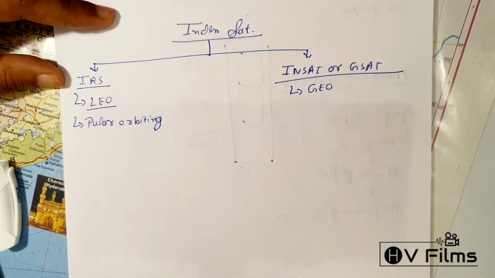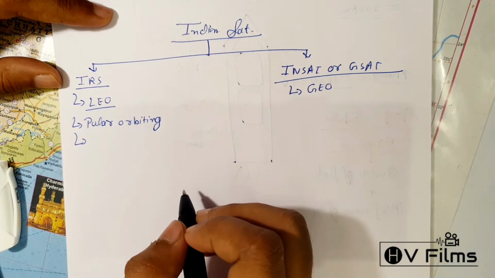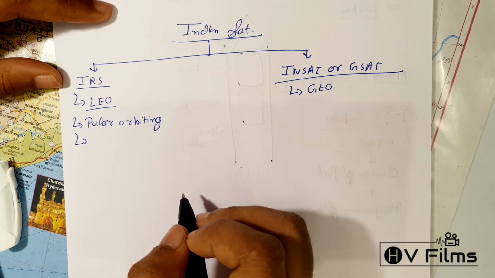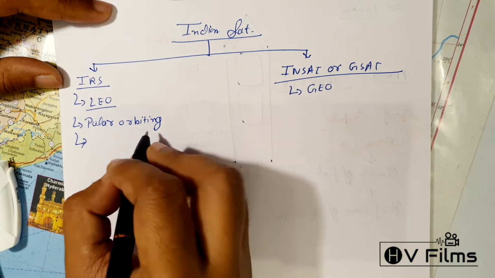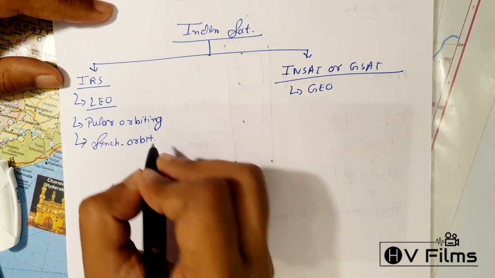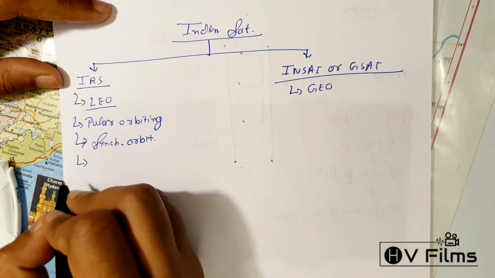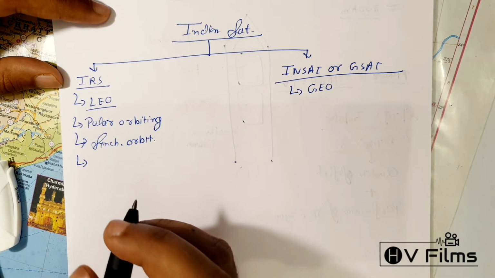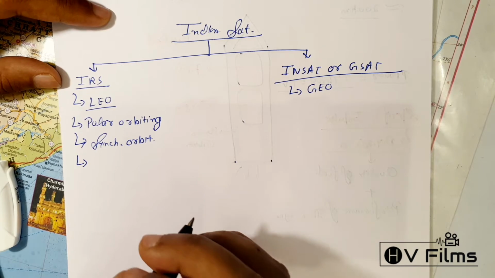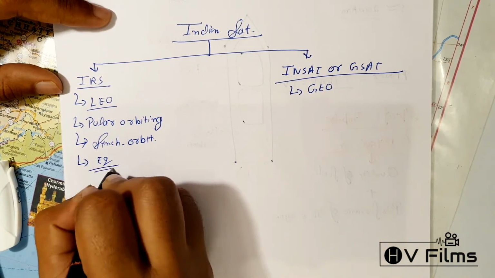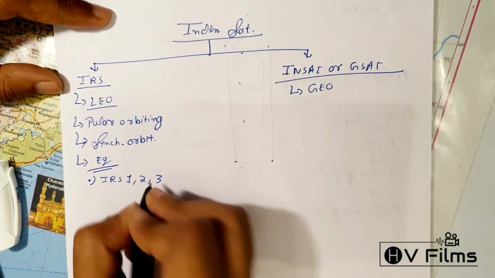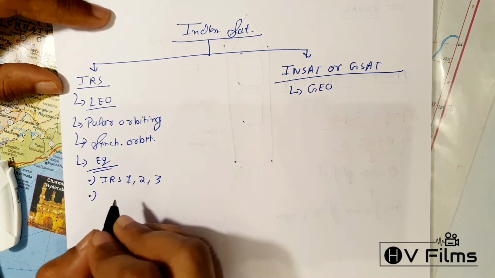Now when we say the IRS satellite, as I told you, they are LEO with polar orbiting, and since they see the same place at the same time in the sun, we call it a synchronous orbit. So they are mostly fixed at the same time. Every day at the same local time they will be there. Some examples are IRS 1, 2, 3, or the ResourceSat.